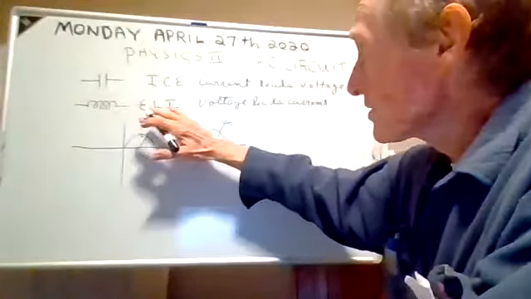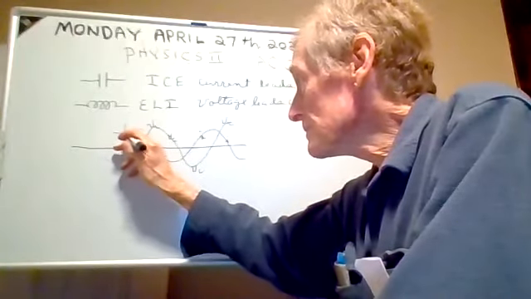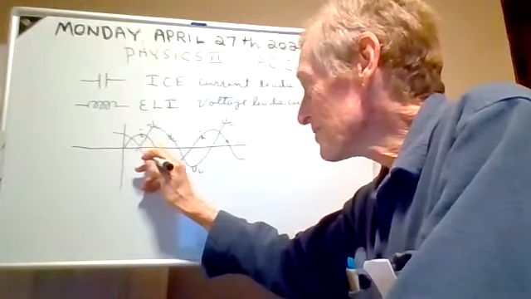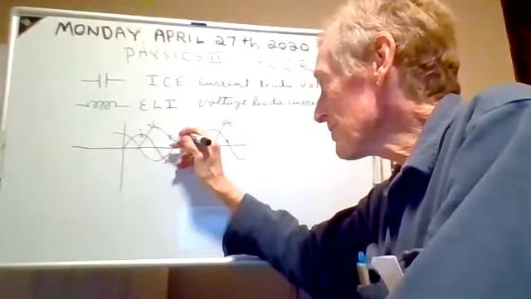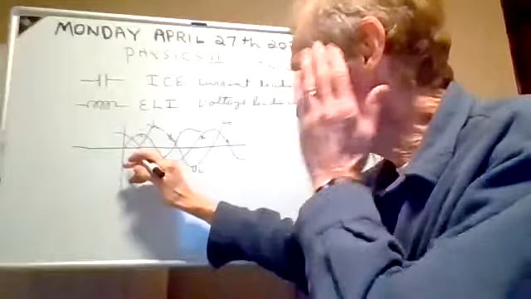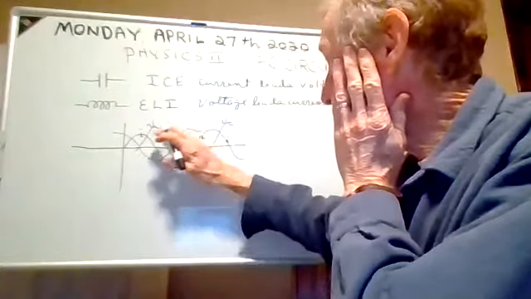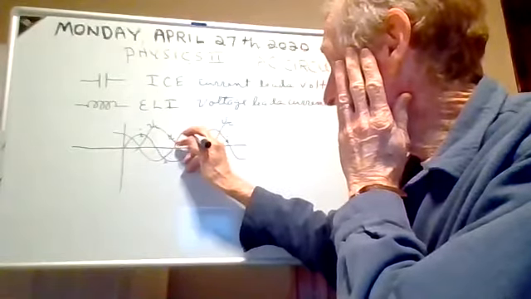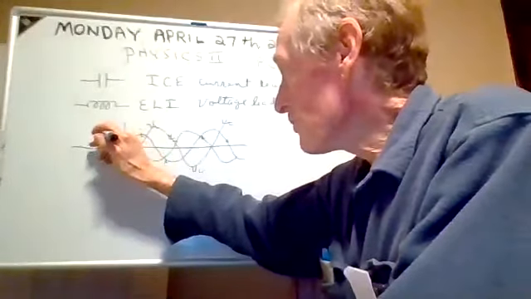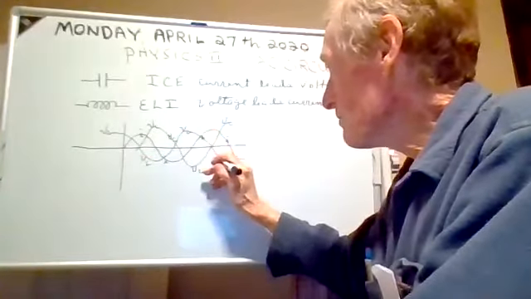Now, the voltage leads the current in an inductor. So the way that works is, here we go. This is not easy to do. It's starting to get messy. Wait a minute. I'm getting fouled up here now. I think that's about right. There we go. Now this is so confusing, but this is the voltage in the inductor. Here I'll mark it. This is the voltage in the inductor.